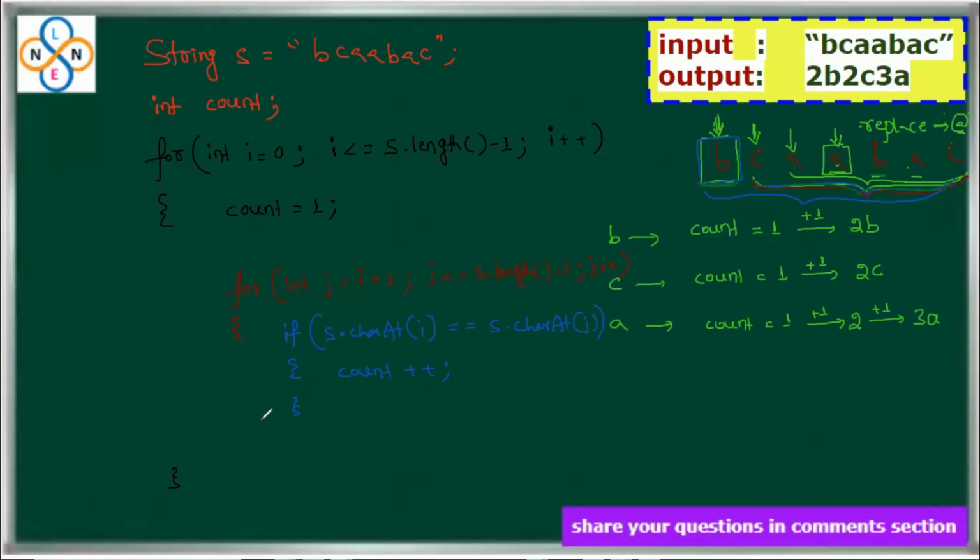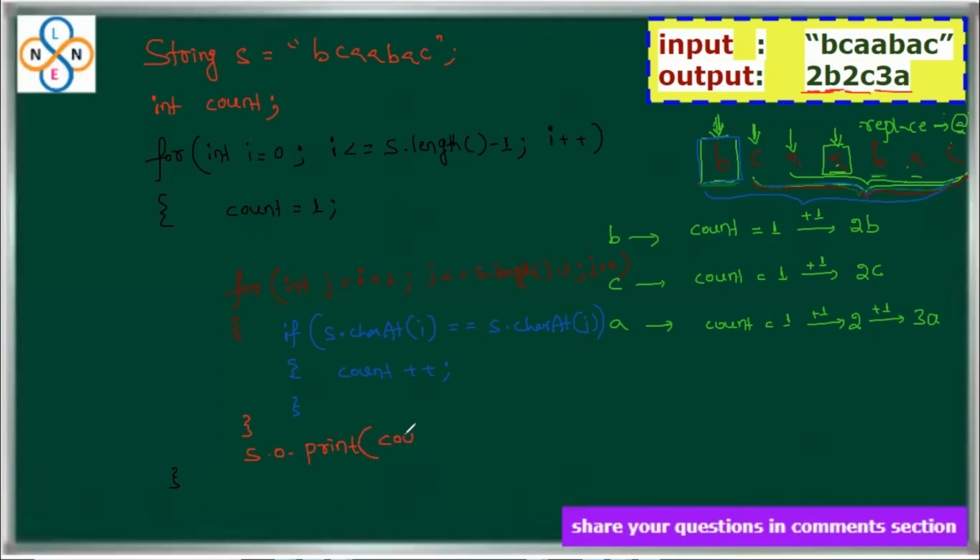And once this is done, then what are we supposed to do here? We have to print that digit and then followed by the character as well. So for the same output, System.out.print, because we want the output in the same line, that is 2b, 2c and 3a. That's why print. If you want to print in a new line, we can also go for println. So print what? We have to print the corresponding count.